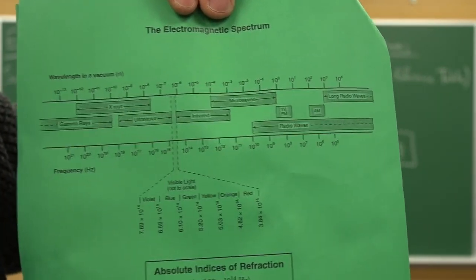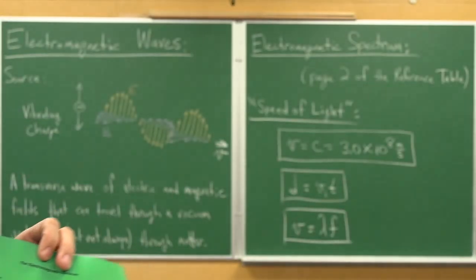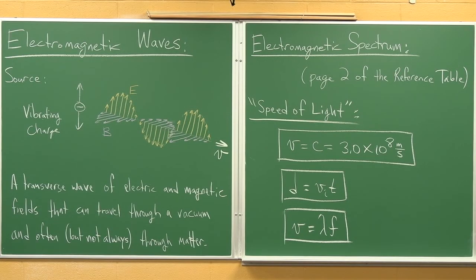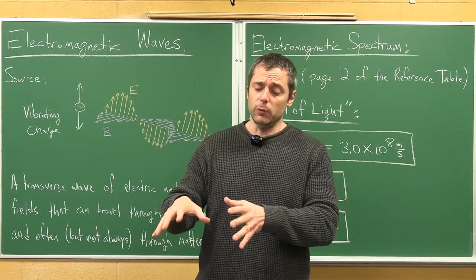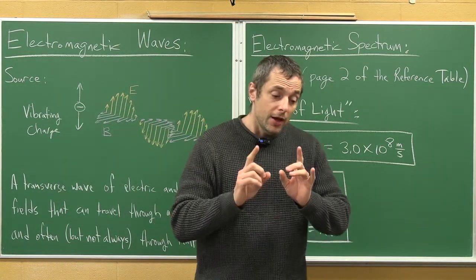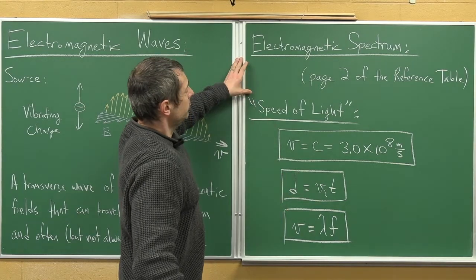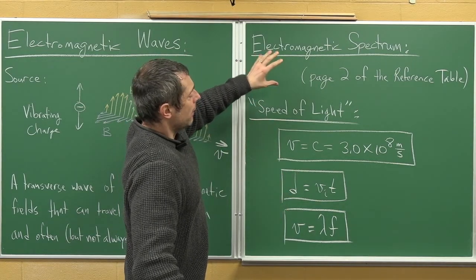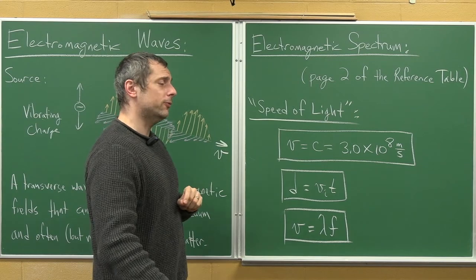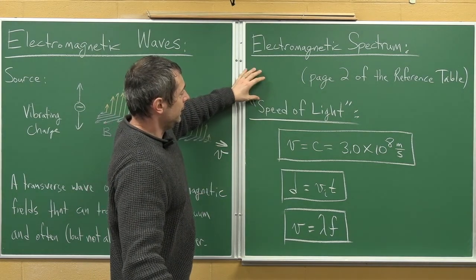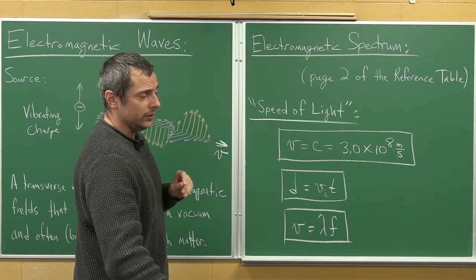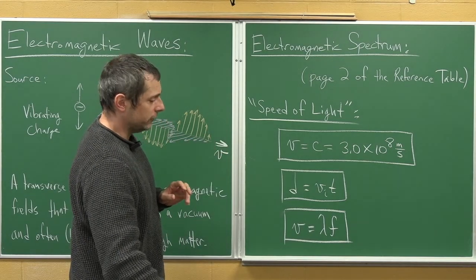So that's the electromagnetic spectrum. You need to be able to use that spectrum to answer questions about identifying waves. All right, so that's the electromagnetic spectrum, page 2 of the reference table. Obviously, we're not going to copy it because you have the reference table for your quizzes, tests, and the Regents. So I just put that in your notes so you know that it's in the reference table.